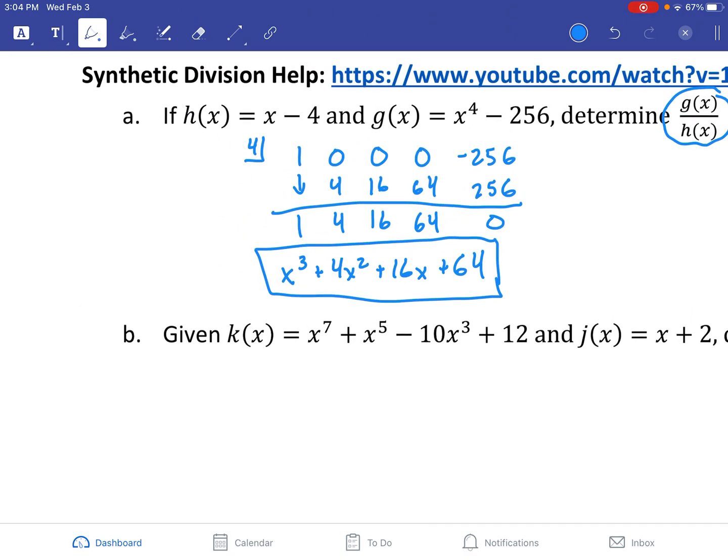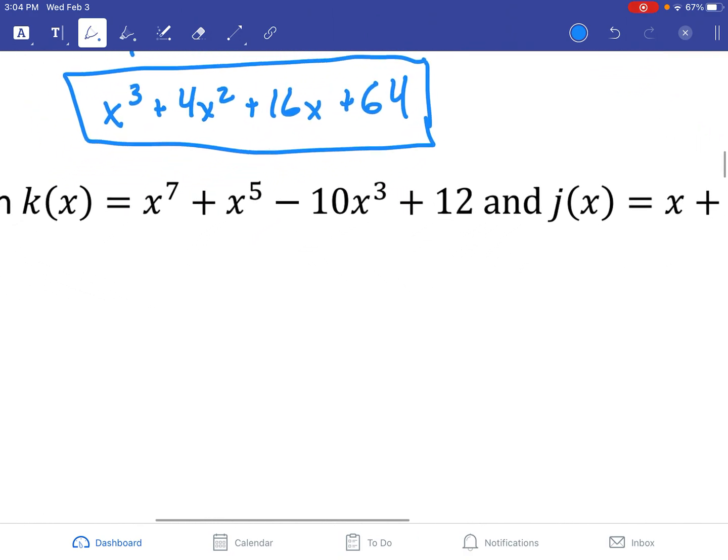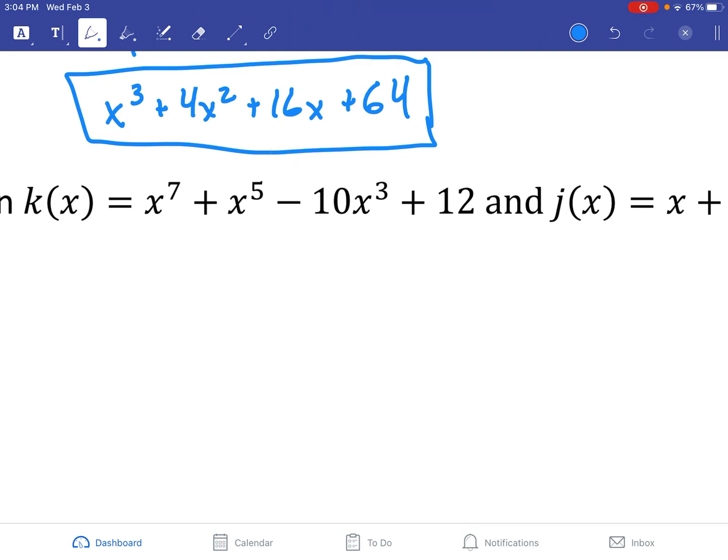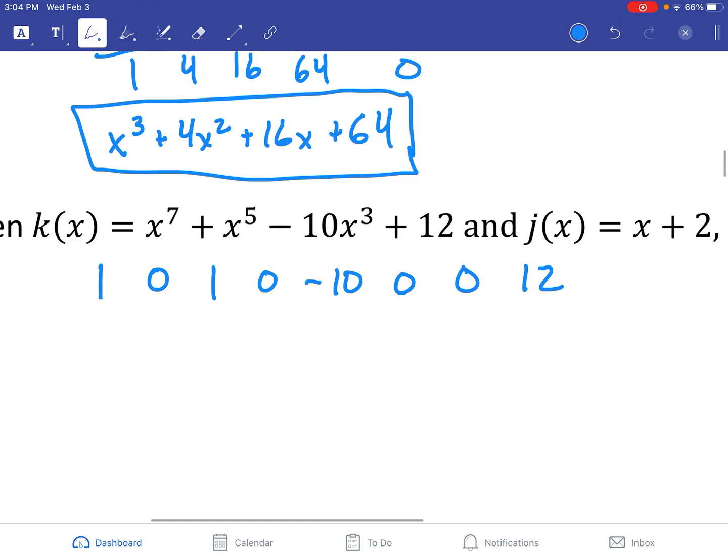Okay. Same idea in part B here. We're given a polynomial, but it's x to the 7th. We're missing a lot of terms. So we have 1x to the 7th, 0x to the 6th, 1x to the 5th, 0x to the 4th, minus 10x to the 3rd, 0x squared, 0x, and 12. So this is going to be a long problem. Well, not long, but it's a lot of different calculations. x plus 2, set it equal to 0 and solve for x. You're going to get negative 2.